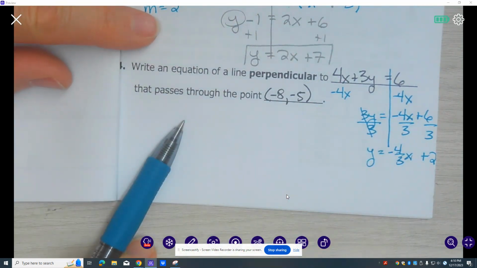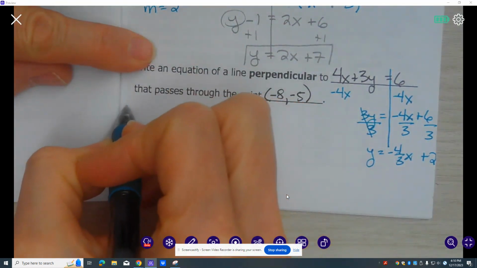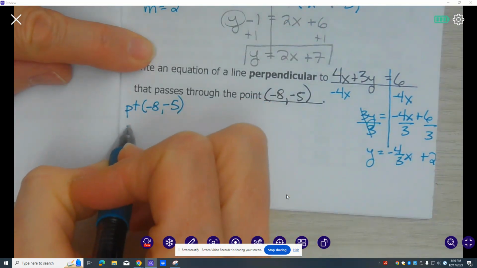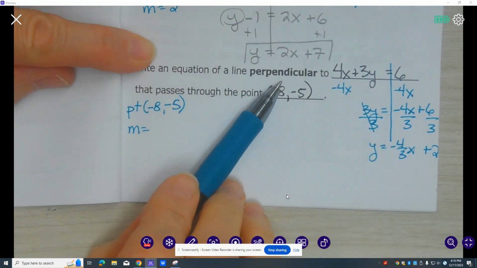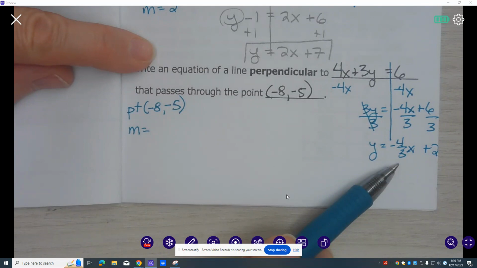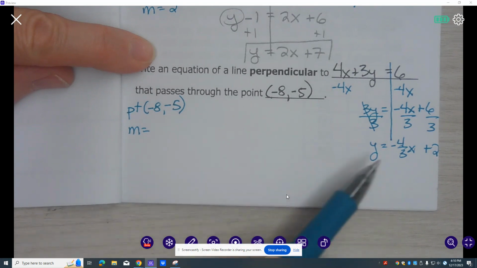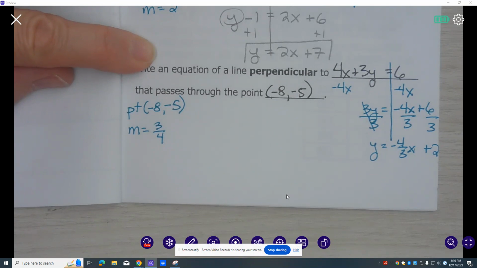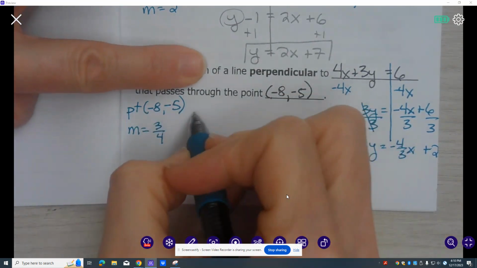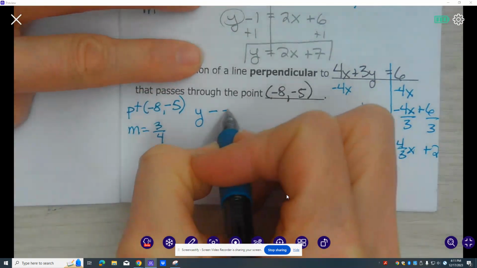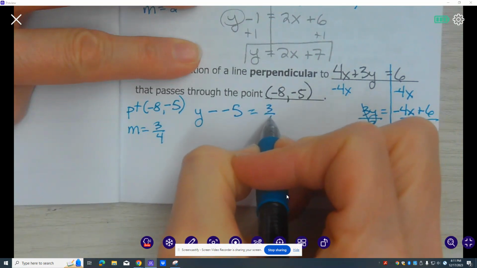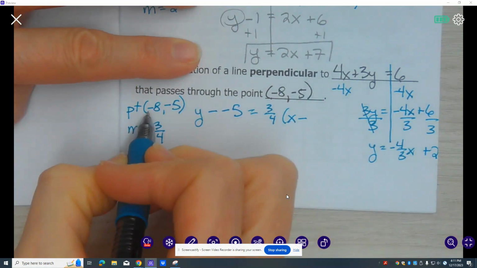Okay, now I'm going to write an equation for my new line. What do I need to write an equation of a line? I need a point, which they gave me, negative 8, negative 5, and I need a slope. My line needs to be perpendicular to this line, so the slope needs to be the opposite reciprocal. This slope is negative, so mine will be positive. This slope is 4 over 3. Mine will be 3 over 4. So write your equation in point-slope form. Y minus y, my y is negative 5, equals m, 3/4, x minus, my x is negative 8.